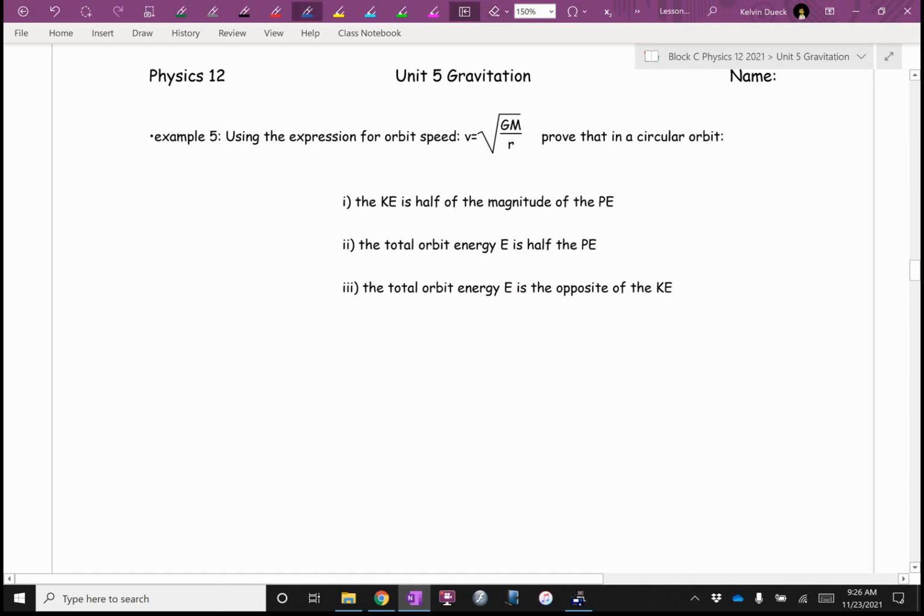Say, what? It says, use the expression for orbit speed. So there's orbital speed. Actually, I'm going to write it as v squared equals big G, big M over R. I squared both sides.